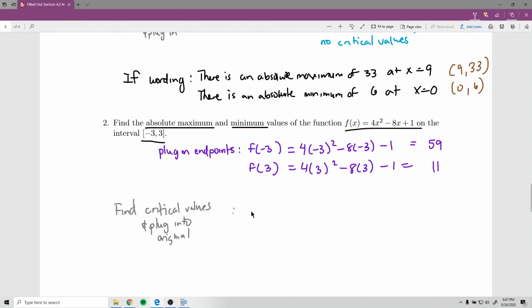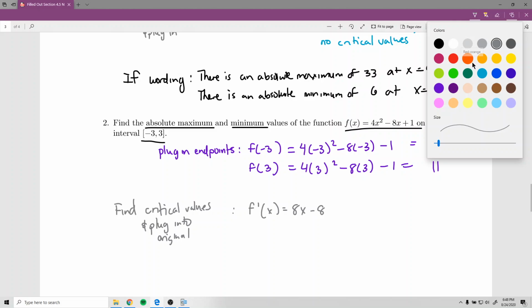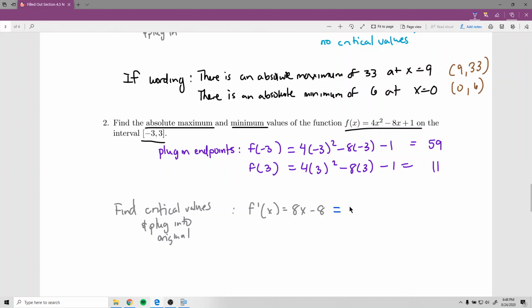All right, so we've got to do the derivative. The derivative of our function, the derivative of 4x squared is 8x. The derivative of 8x is just 8. The derivative of 1 is 0. We got the derivative computed there, and now we set it equal to 0 and solve.